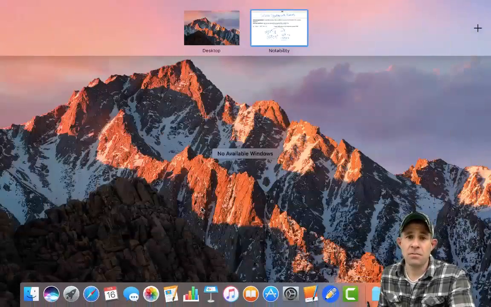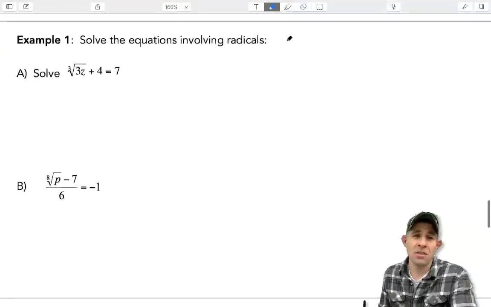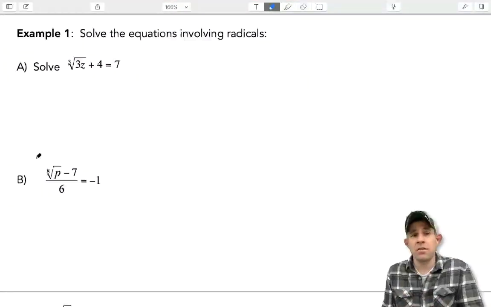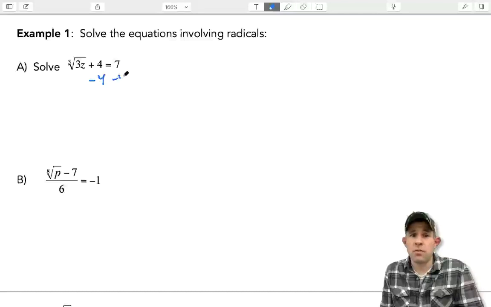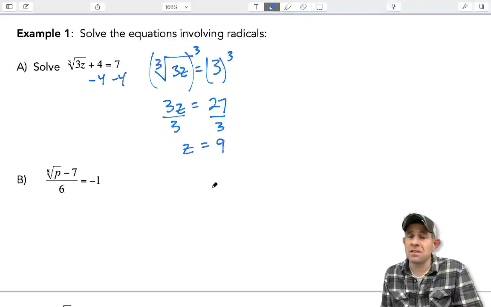All right, let's get some practice solving some of these equations with radicals in them. We're going to start by isolating our variable, which is the z underneath the cube root. We'll subtract 4 from both sides. We have the cube root of 3z is equal to 3. Now, to undo the cube root, we have to cube both sides, and that leaves us with 3z is equal to 3 cubed, which is 27. And finally, we divide both sides by 3, and z is 9.